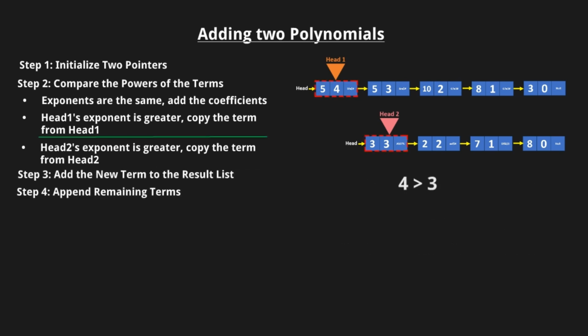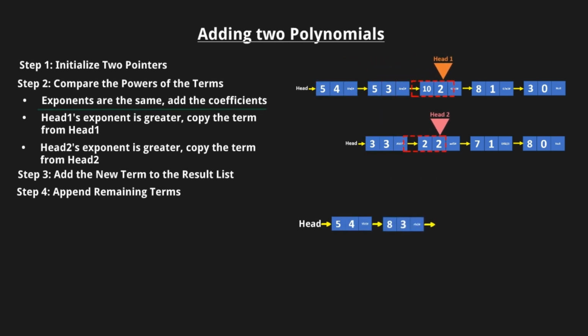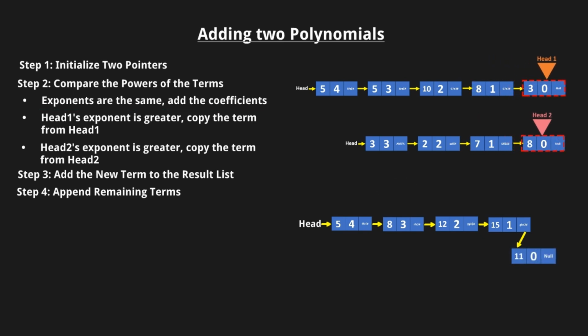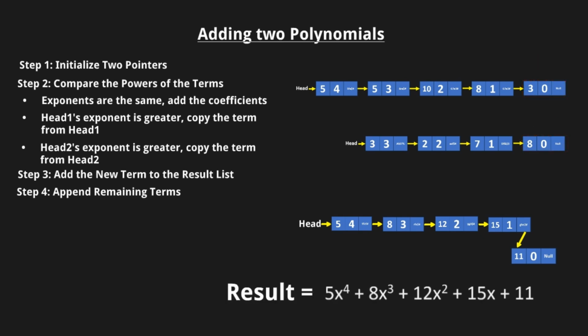Whether we are adding coefficients or copying a term, we create a new node in the result linked list to hold the term. This node becomes part of the resulting polynomial. We continue traversing both polynomials, comparing the terms pointed to by head 1 and head 2 and repeating the process until one or both lists are fully traversed. When one of the linked lists is fully traversed, we append any remaining terms from the other linked list to the result. These remaining terms don't have matching counterparts and can be directly added. Once both linked lists have been fully traversed, the head of the result list, head 3, points to the final sum of the polynomials.